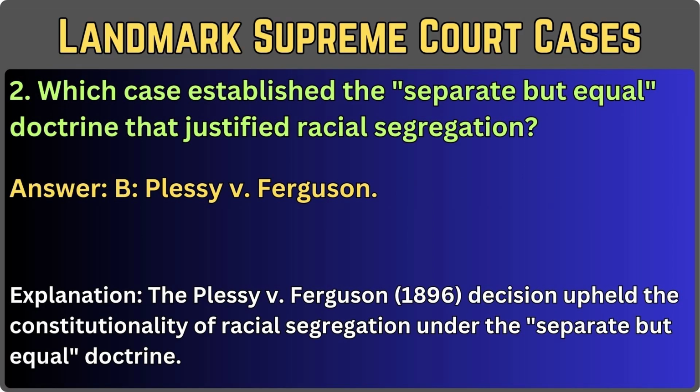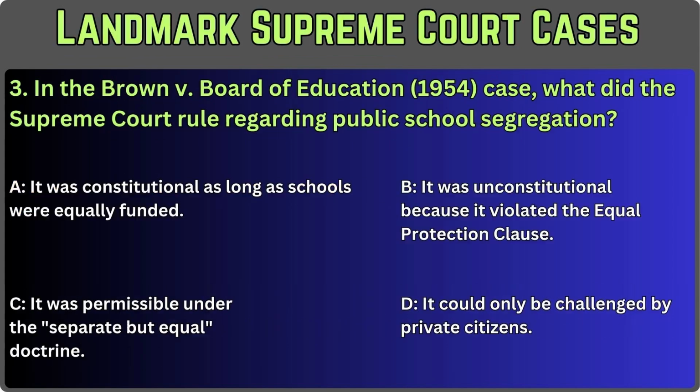Answer. B. Plessy v. Ferguson. Explanation. The Plessy v. Ferguson, 1896, decision upheld the constitutionality of racial segregation under the separate but equal doctrine. 3. In the Brown v. Board of Education, 1954, case, what did the Supreme Court rule regarding public school segregation?